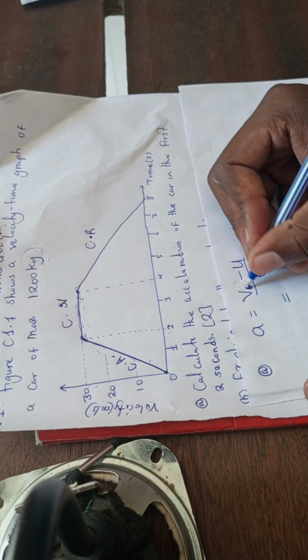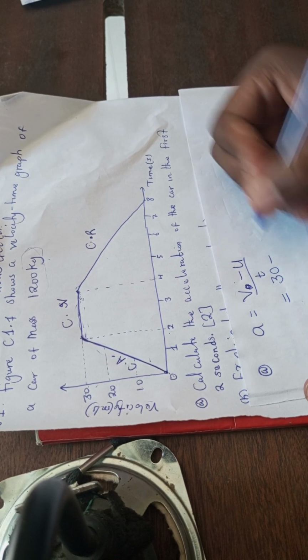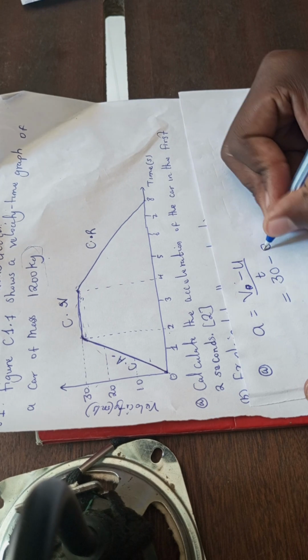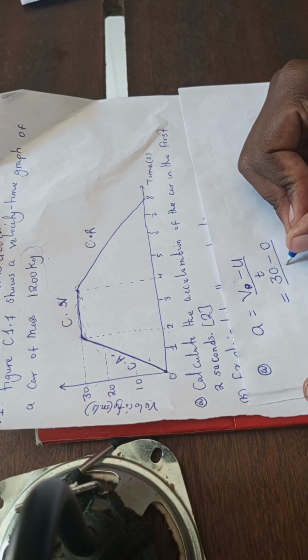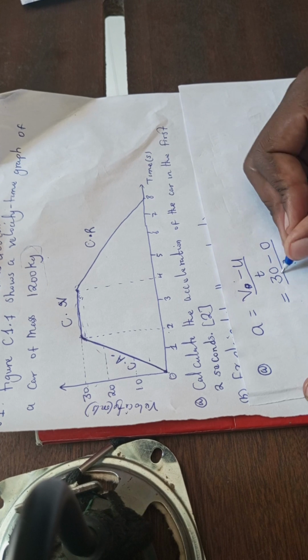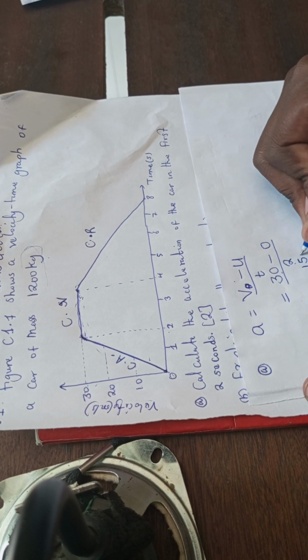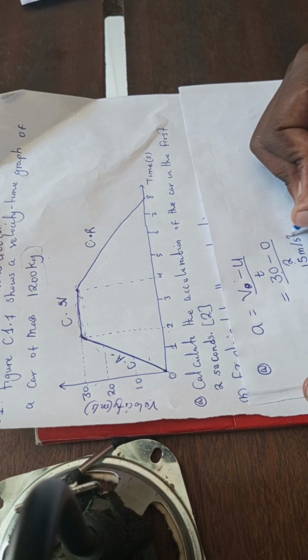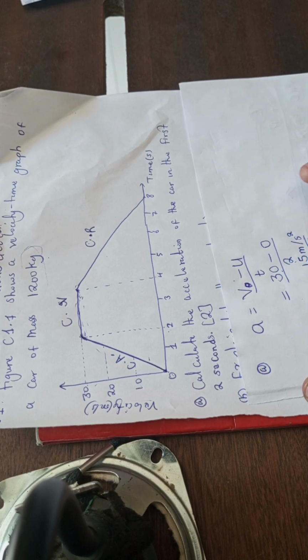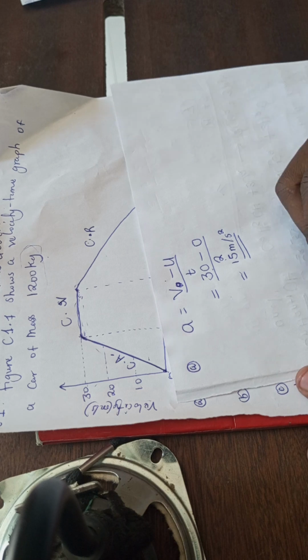From there, final velocity is 30. Initial velocity, where it started from, is 0. Divided by the change in time, which is 2. So our answer here is 15 meters per second squared. This is our required acceleration. No need to struggle.